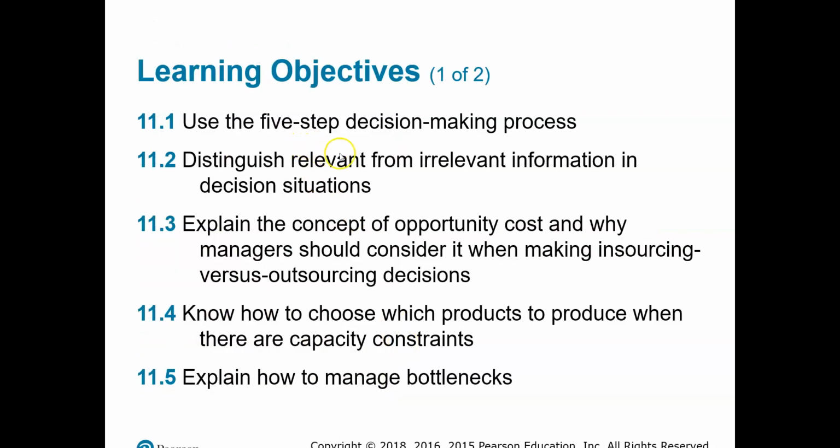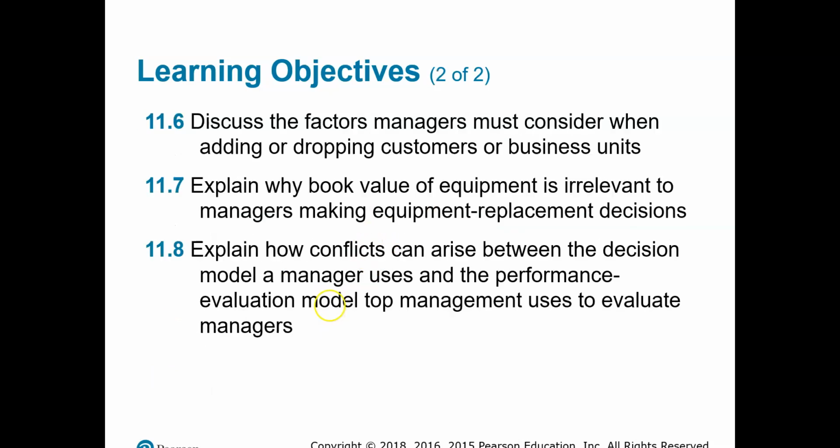First of all, we're going to talk about the five-step decision making process. We're going to distinguish relevant from irrelevant information in decision situations. We're going to talk about the concept of opportunity cost, and why we should consider it when making insourcing versus outsourcing decisions. We need to know how to choose which products to produce when there are capacity constraints. We'll talk about how to manage bottlenecks.